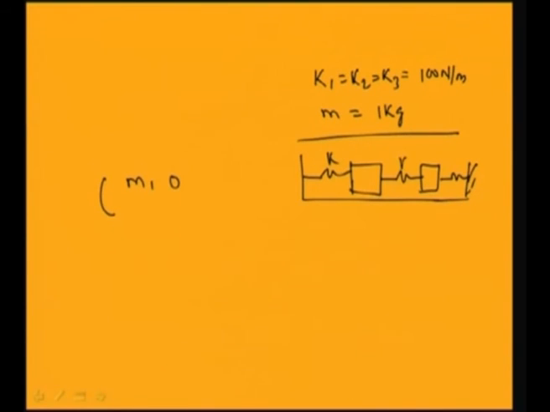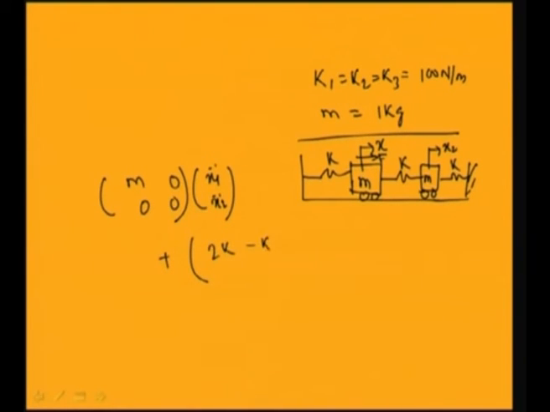So I have taken this k, this k, this k, and I have taken m1 equal to m2 equal to m, with displacements x1 and x2, and mass m1 is subjected to a force F. I have already derived this equation of motion: m 0, 0 m times x1 double dot, x2 double dot, plus 2k, minus k, minus k, 2k times x1, x2, equal to F sin omega t, 0.